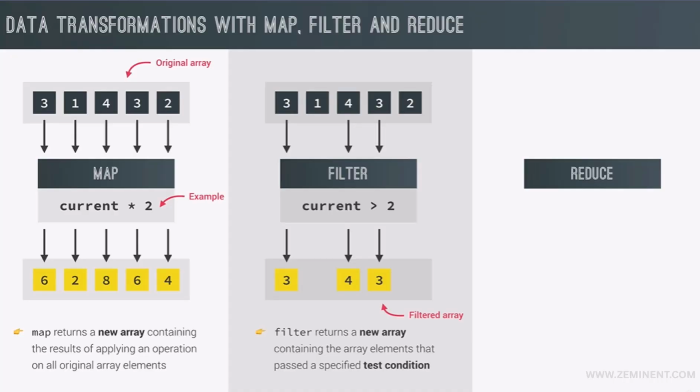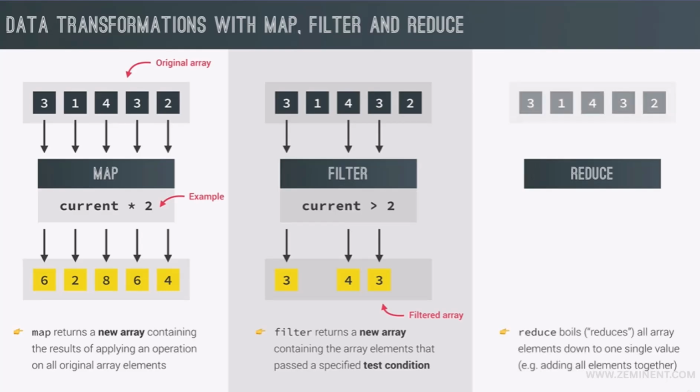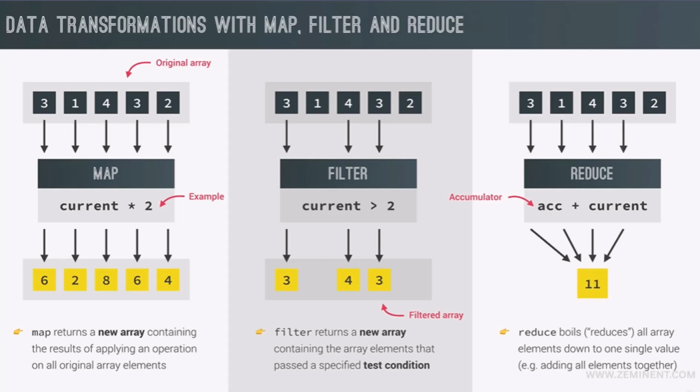And finally, there is also the reduce method, which we use to boil down all the elements of the original array into one single value. An example of this can be to add all the elements of an array together, but we can also do many other interesting things. So for example, to add up all the numbers in the array, we need to specify an operation like this one, where we have an accumulator variable. As the reduce method loops over the array, it keeps adding the current element onto the accumulator, until at the end of the loop we have the total sum of all the elements.